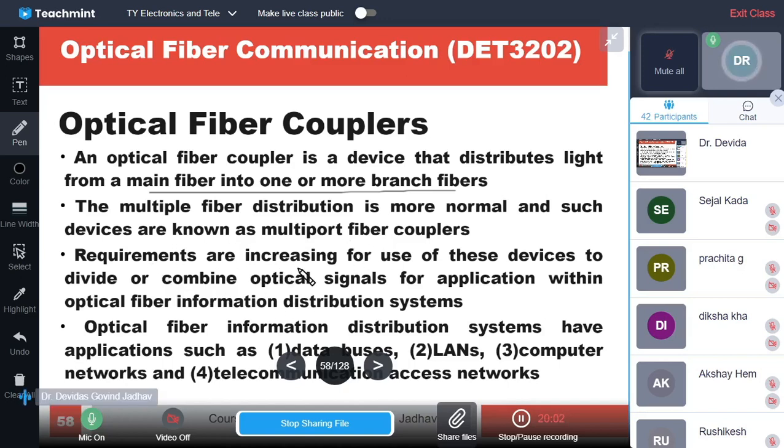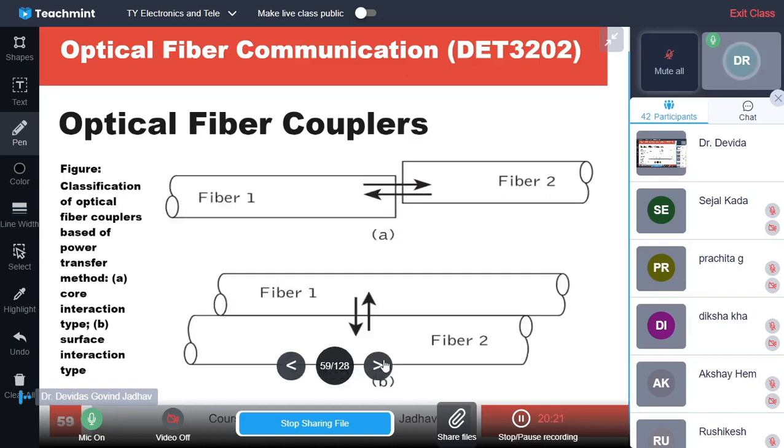The requirements are increasing for use of these devices to combine optical signals for application within the optical fibers. Where such couplers are useful are in data buses, LANs, computer networks, and telecommunication access networks.